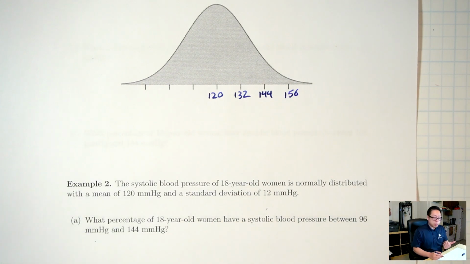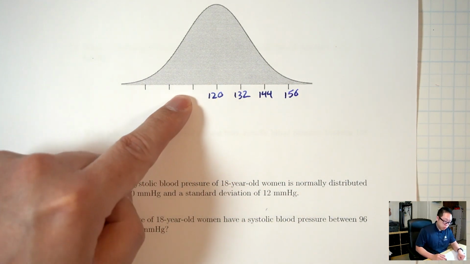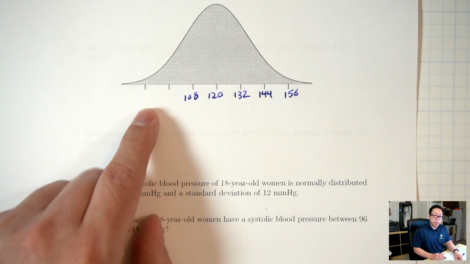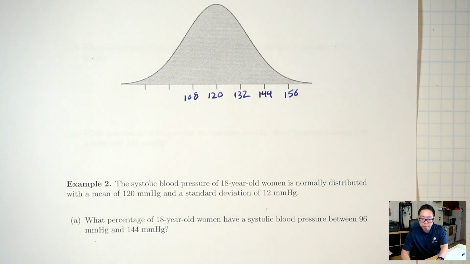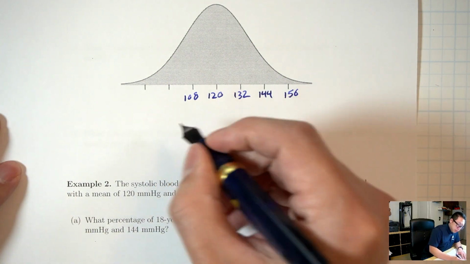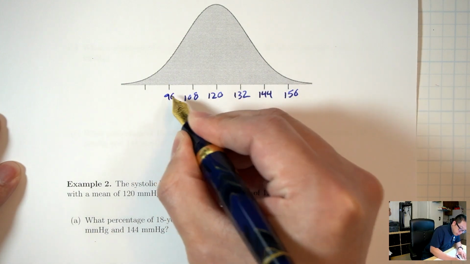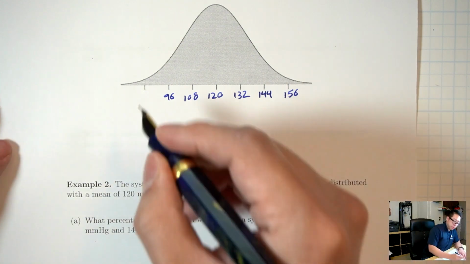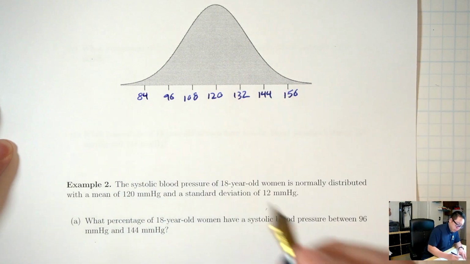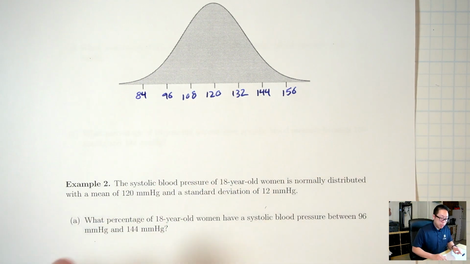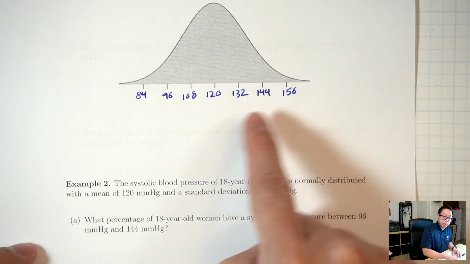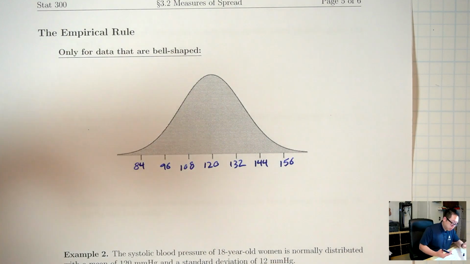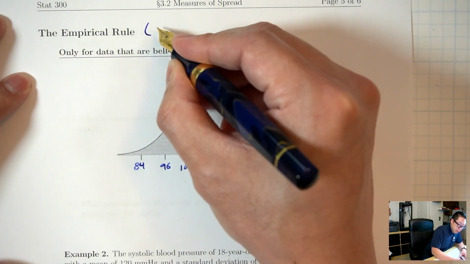Okay, and then we're going to do the same thing, except we're going to go down. So 120 minus 12 is 108. Minus 12 again, so 108 minus 12, it's 96. And then minus 12 one more time is 84. Okay, so we label this picture by putting the mean in the middle and then using the standard deviation to go up 3 times and down 3 times. Now, the empirical rule says, so the empirical rule is sometimes called the 68, 95, 99.7 rule.